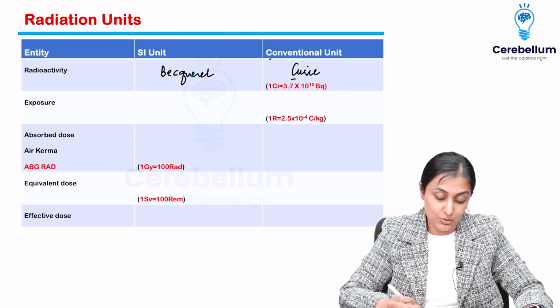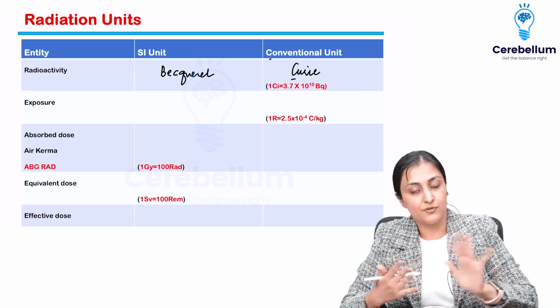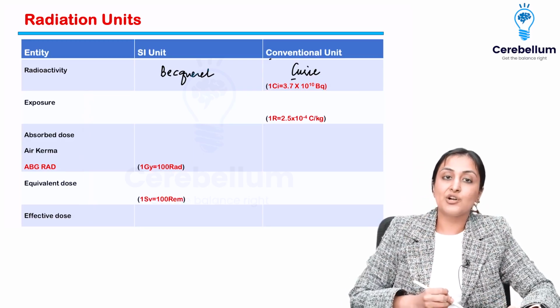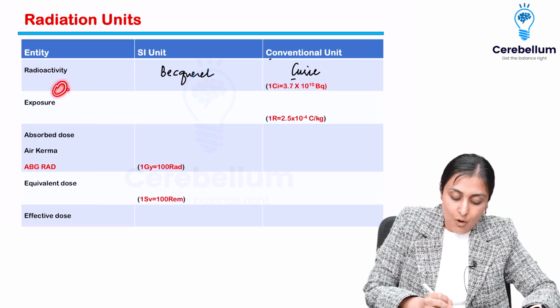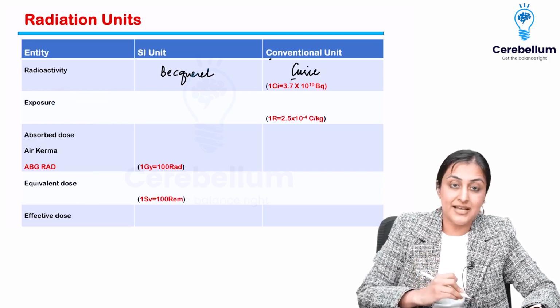The relation, no need to remember, but 1 Curie is 3.7 into 10 raised to 10 becquerels. Forget it. Coming on to others. Now we are talking about radiation per se. Suppose this is the radiation source. How much radiation it is giving in the environment is the exposure.